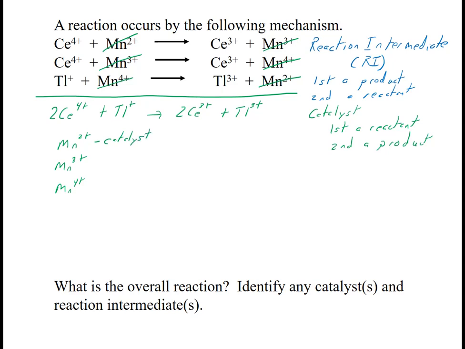Okay, I look at my Mn3+, it's here and it's here. The earliest one is the product, and the latest one is a reactant. So therefore that's a reaction intermediate. And for the last one, Mn4+, it's here and it's here. The earliest place it appears, it is a product, and the latest place that it appears is a reactant, so that also makes it a reaction intermediate. And that's all you have to do for this problem.